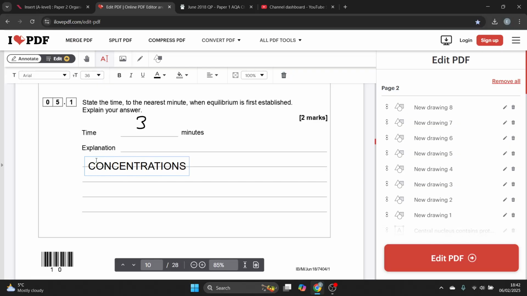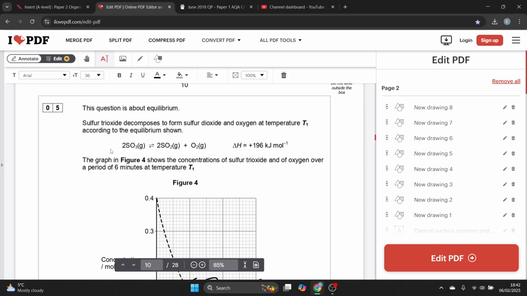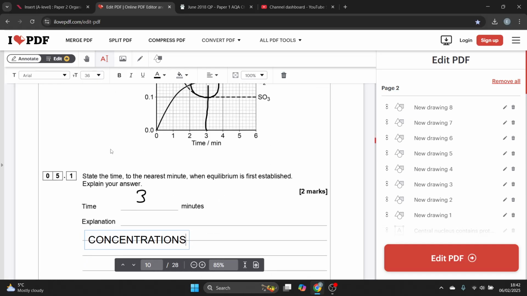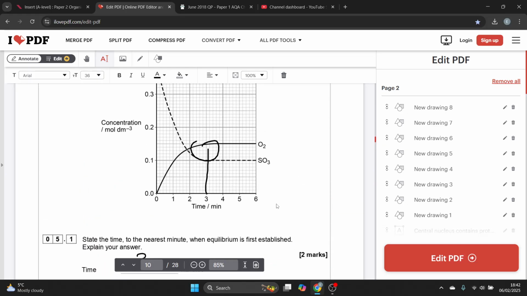concentrations. Now I need to apply it to the question. I don't want to say concentration of reactants and that is the same. I'll say concentrations of O2 and SO3 remain constant. I'm not saying they're the same. I'm saying they remain constant.